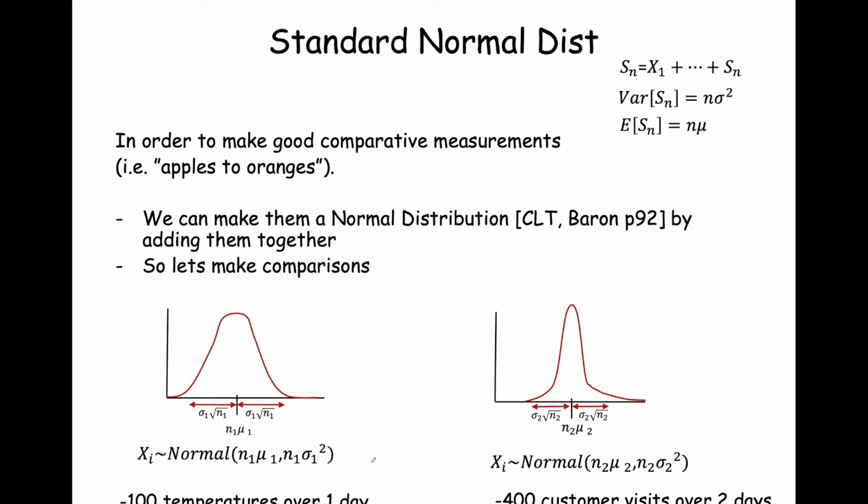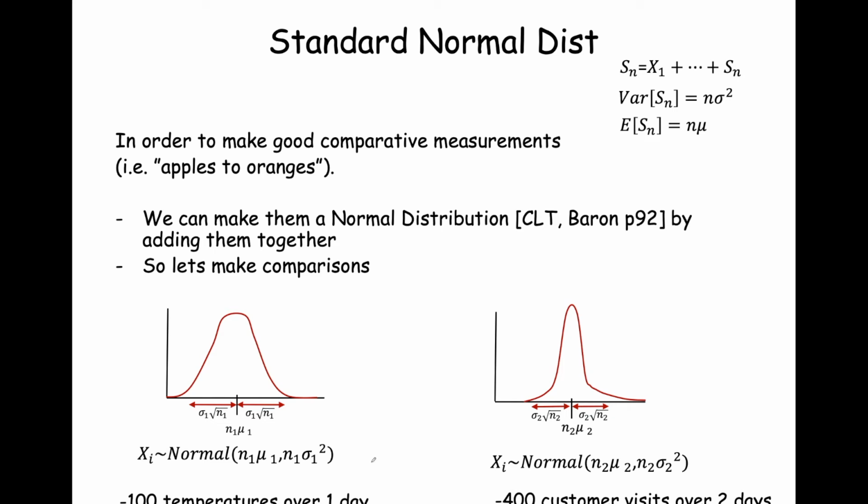Temperature is an inertial physical quantity. And let's imagine we had 400 customer visits over 2 days. Customer visits are well described by Poisson, and that's over 2 days. So by computing a statistic that includes a sum, we can get a different normal distribution with mean n1 mu1 and variance n1 sigma squared for the temperature measurements, and for the customer visit measurements, including that sum, we can get a different normal distribution with mean n2 mu2 and variance n2 sigma 2 squared.